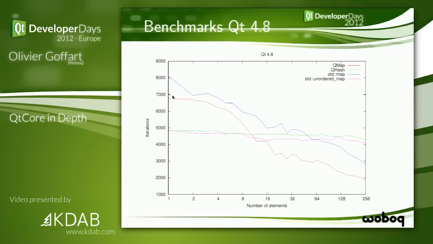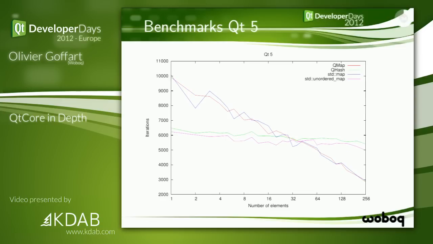As you can see, QMap gets slower and slower the more elements you have, and at around 10 elements, you should better store into a QHash. That was in 4.8. In Qt 5, we changed the implementation of QMap, and then QMap is aligned again against std::map, and we're at like 32 elements. But as soon as you have many elements, then QHash will likely be faster.